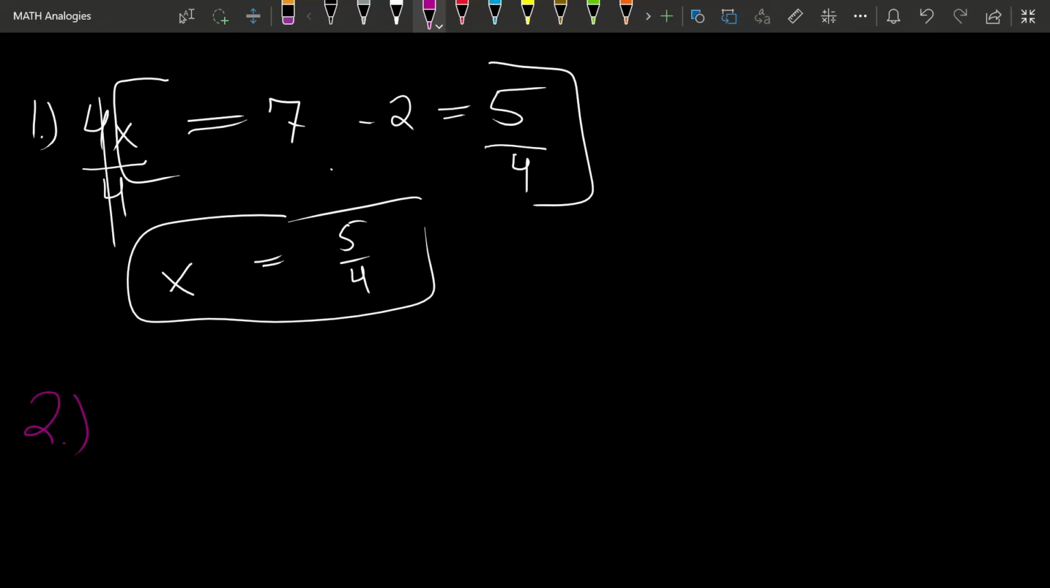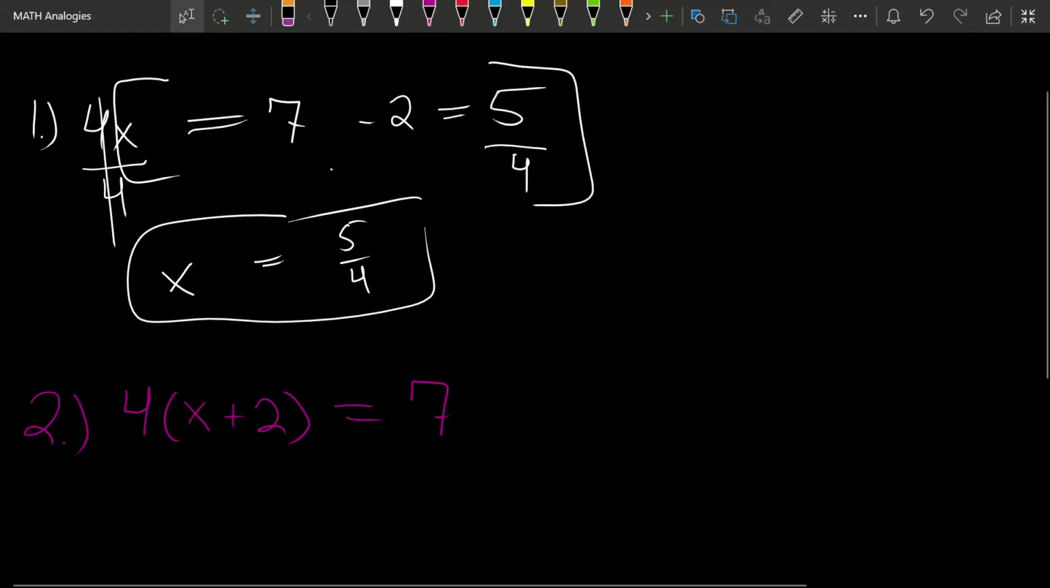Maybe we have 4, and then in parentheses, x plus 2, equals 7. So I'm not very creative. This is basically the same example, or is it? Well, let's find out. So what do these parentheses mean? It means that the 4 has to multiply onto the x and the 2. So if we were to do that, we get, let's see, 4x plus 4 times 2 is 8.